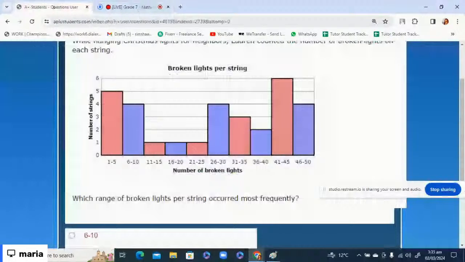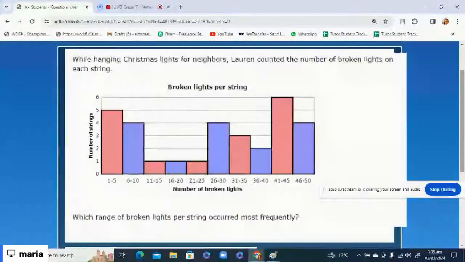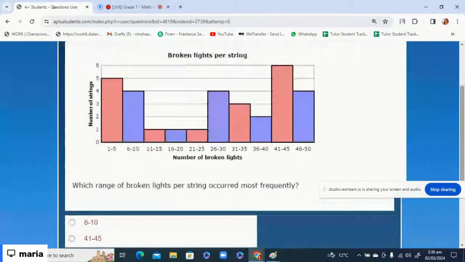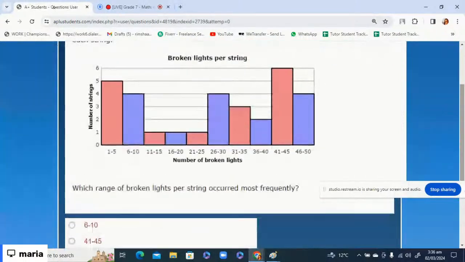Okay, so while hanging the Christmas lights for neighbors, Buren counted the number of broken lights on each string. Broken lights per string is given, with the number of broken lights on the x-axis and the number of strings on the y-axis. Which range of broken lights per string occurred most frequently? It means which one is the greatest? You also tell me 6 to 10, that is 4, and 41 to 45, that is 6. What's the answer? 6 to 10 or 41 to 45?